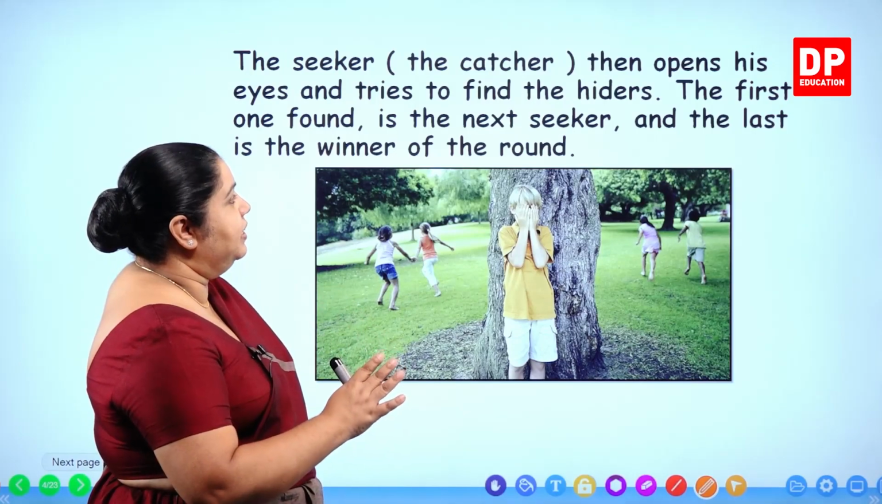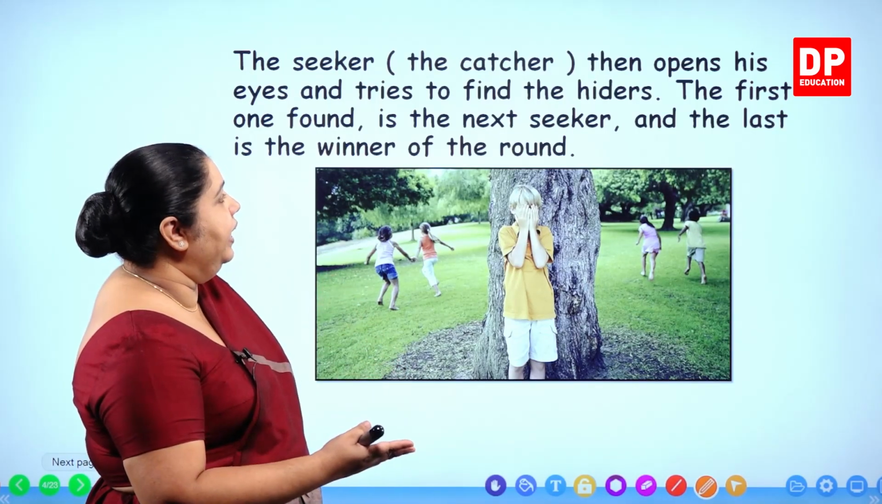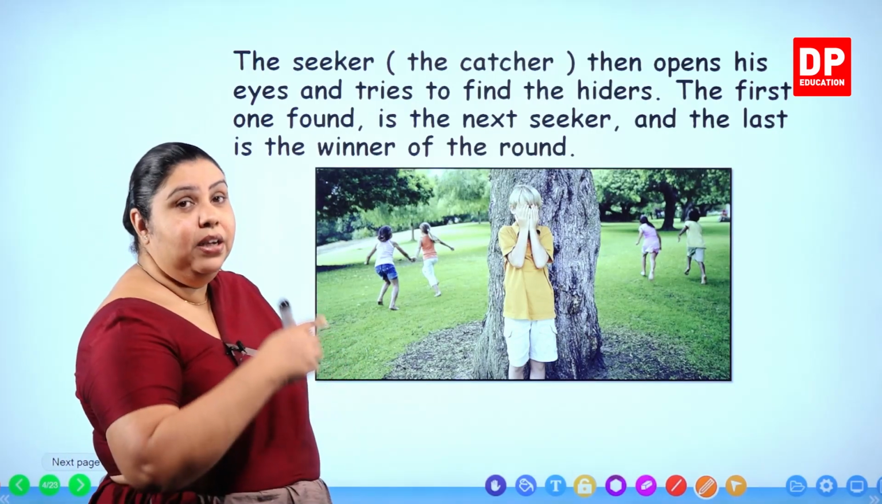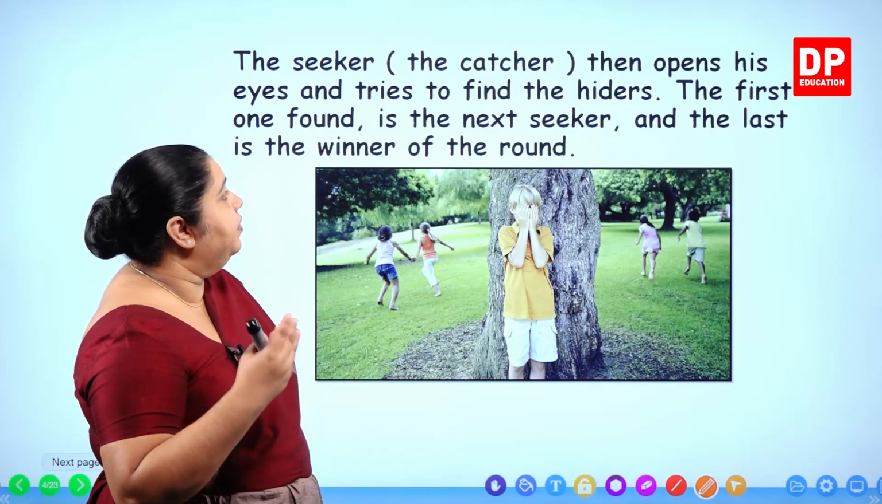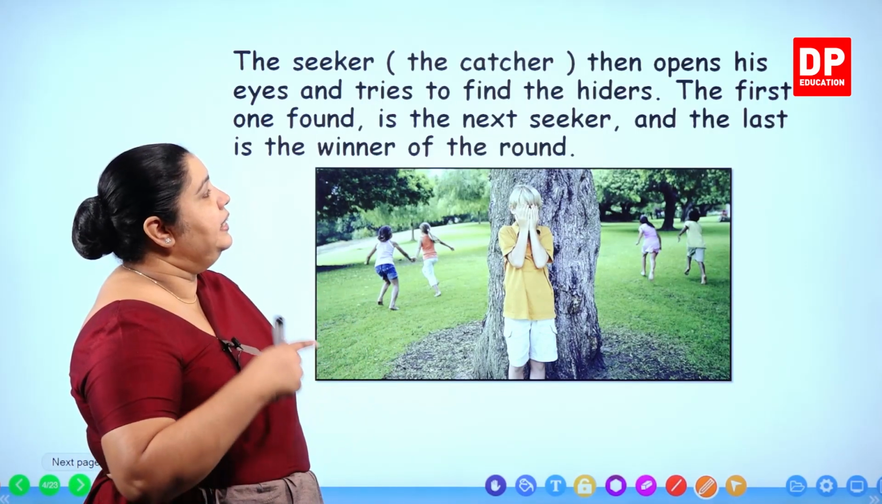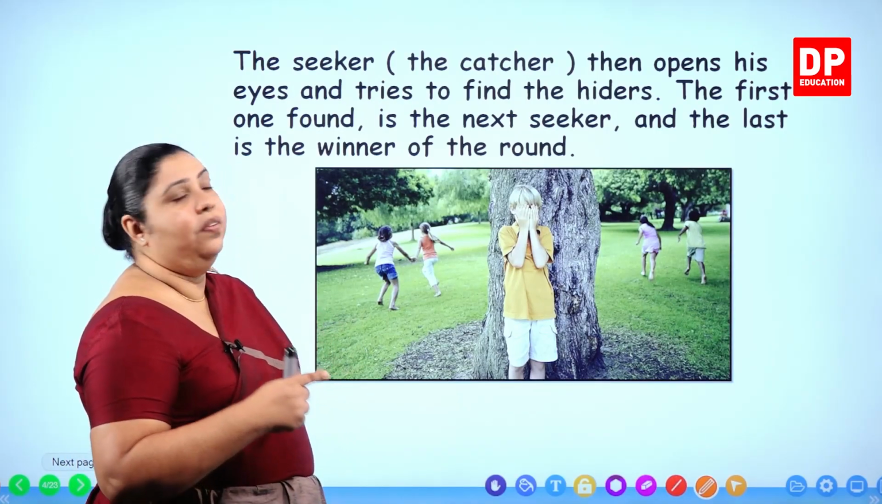So that person will be counting up to maybe 100 and others go and hide. And then you go looking for them. So the catcher then opens his eyes and tries to find the hiders. The first one found is the next seeker. And the last is the winner of the round.